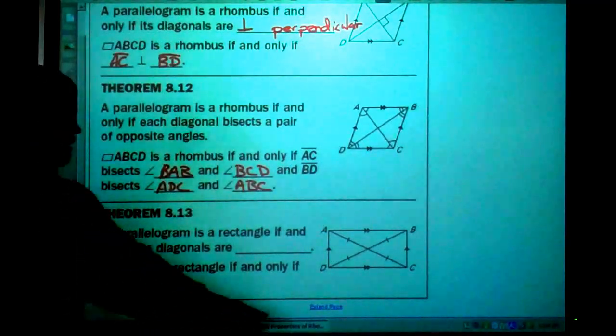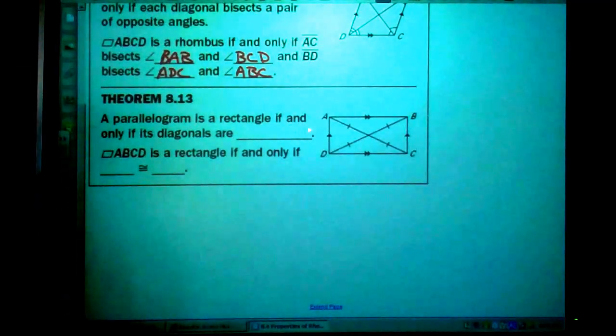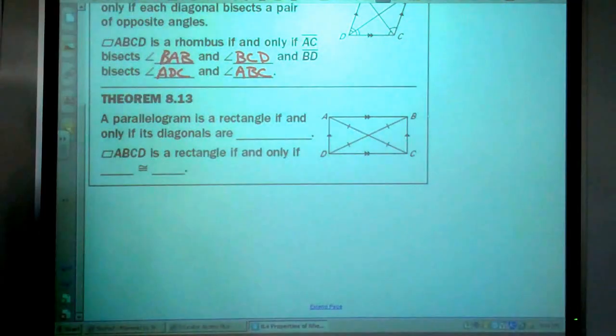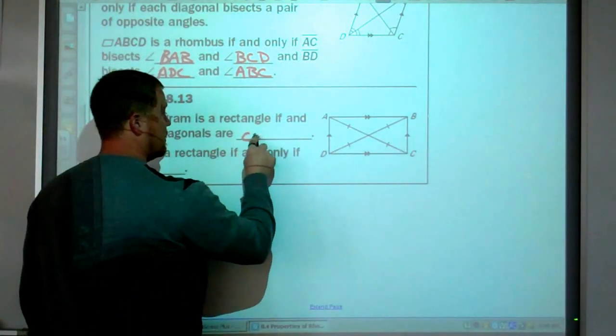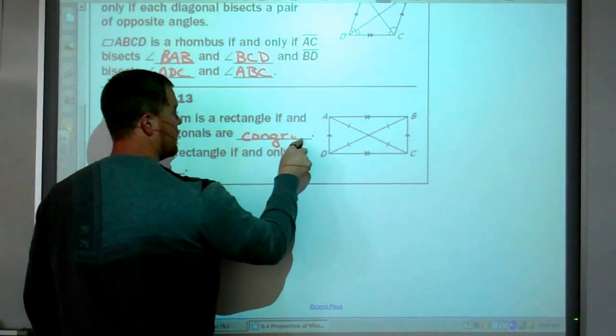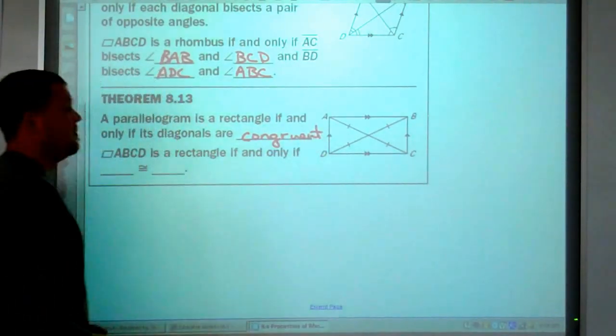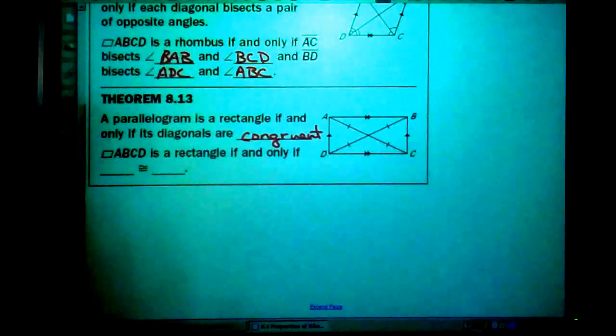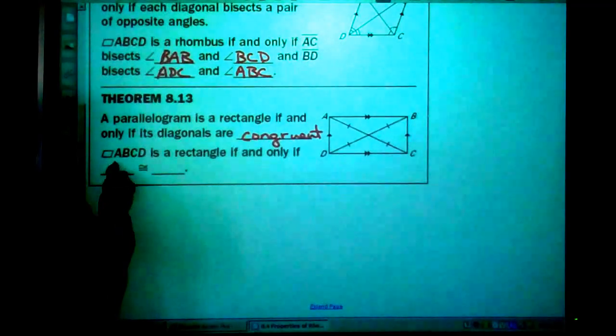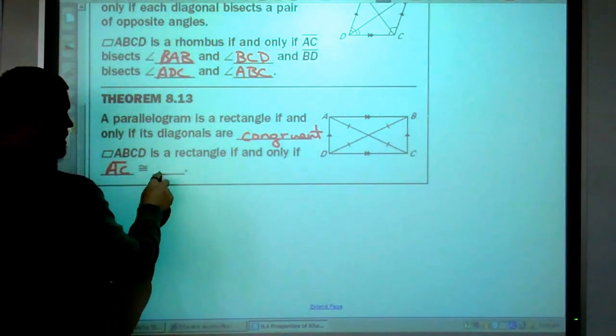And then the last one here, a parallelogram is a rectangle if and only if its diagonals are congruent. Alright? So it's a parallelogram, diagonals bisect each other anyways. But now because it's a rectangle, what happens? Well, the diagonals are actually congruent to each other. So segment AC is congruent to segment BD.